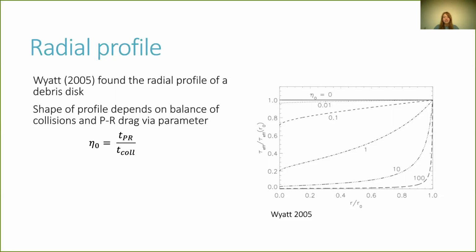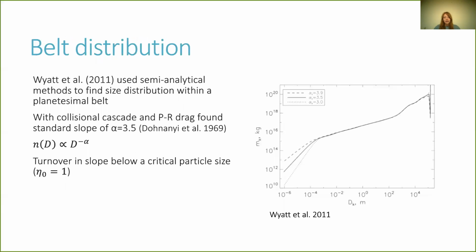However, we don't just have a single grain size, we have a whole distribution of grains. So in 2011, Wyatt et al. modeled the size distribution within a planetesimal belt, including the effects of collisions and PR drag. And they found the standard result that for a collisional cascade, the differential size distribution of dust has a slope of -3.5. However, they also found that below a critical particle size, you get a turnover in the slope of the size distribution. And this is determined by the grain size for which the timescales for PR drag and collisions are equal. So the small grains are dominated by PR drag instead of collisions.